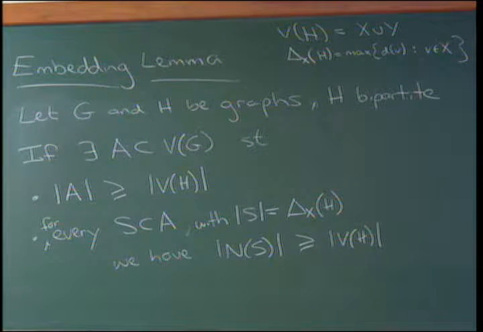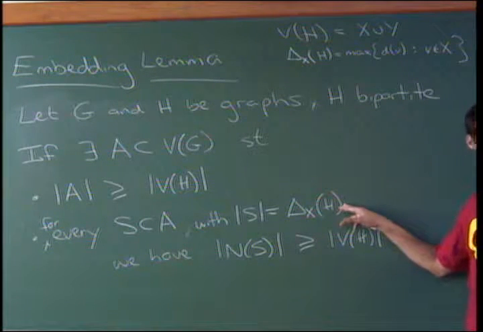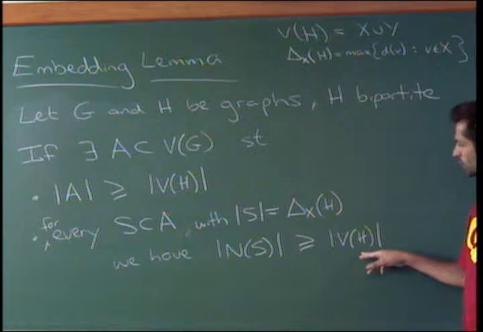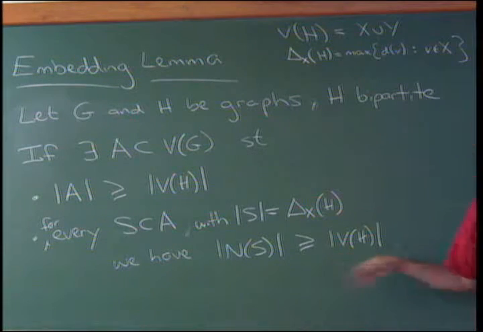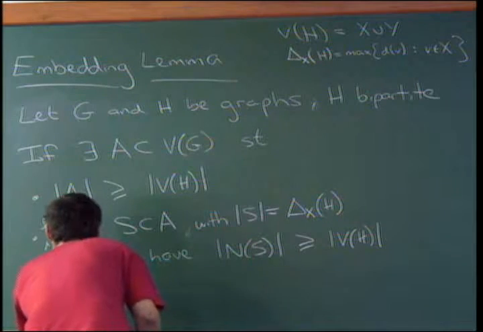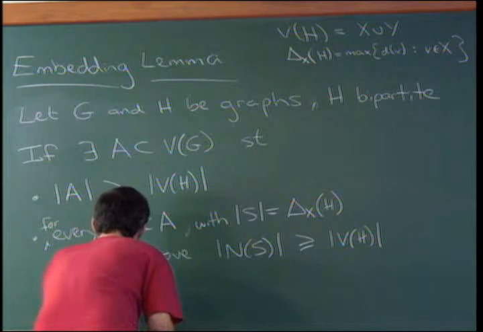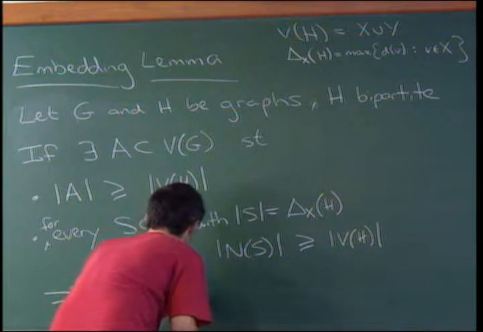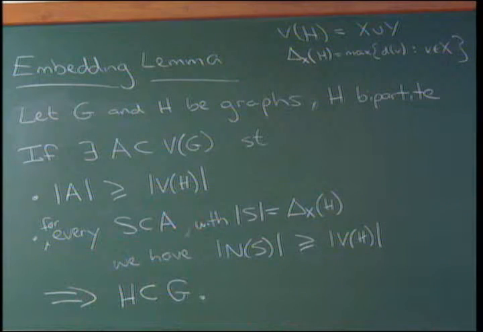Suppose for every S set in A of this size, the maximum X degree in H, you have many common neighbours, many being the number of vertices of H. So what's the obvious conclusion? Then H is a subgraph of G. Okay. This is the lemma we're about to prove. I think that's right. We'll see.